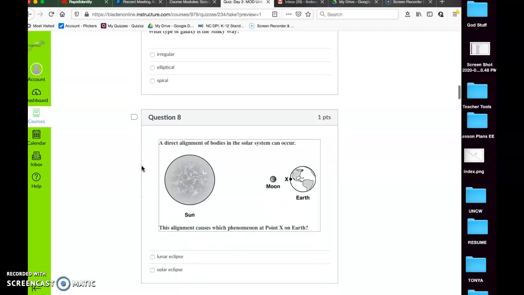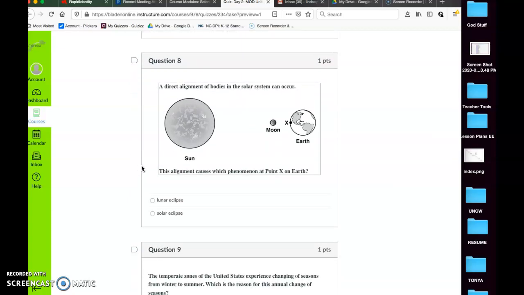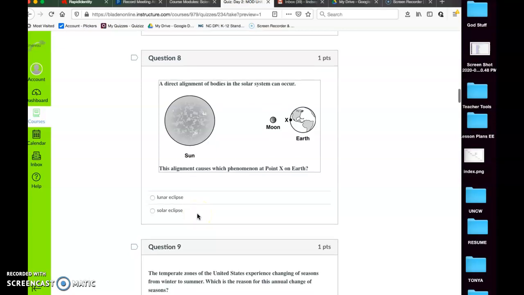Question number 8. A direct alignment of bodies in the solar system can occur. This alignment causes what phenomenon at point X on Earth? Point X, Earth, Moon, Sun. Is it a lunar eclipse? Or is it a solar eclipse?